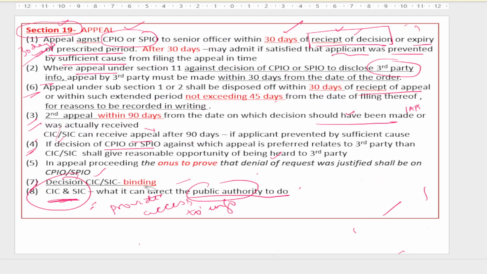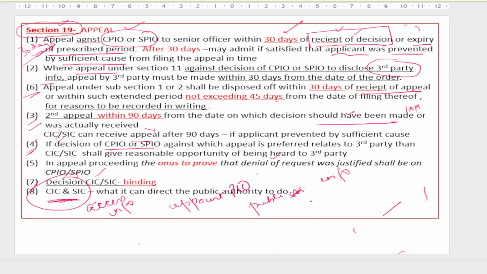It can ask the public authority to appoint a PIO, and provide access to information in prescribed form. It can ask the public authority, that is the government organization, to publish certain information or categories of information, and it can ask the public authority to submit an annual report.